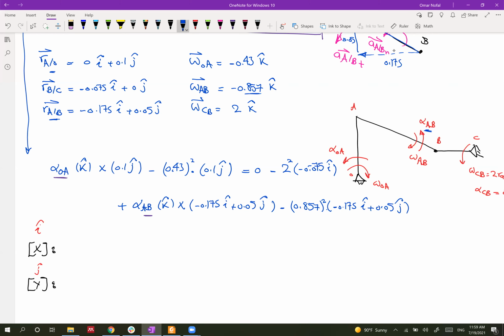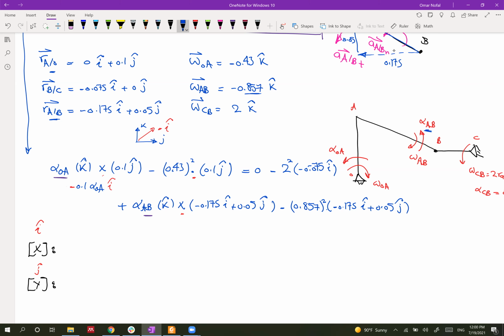When we are done, we will get the equation in the I hat. When you multiply, this will be equal to 0.1 alpha OA, and you multiply K by J, which gives you negative I hat. So this will be negative, in the I hat direction. Do the same with everything here, but make sure you differentiate between the cross product and the dot product, and how to conduct each one of these products.